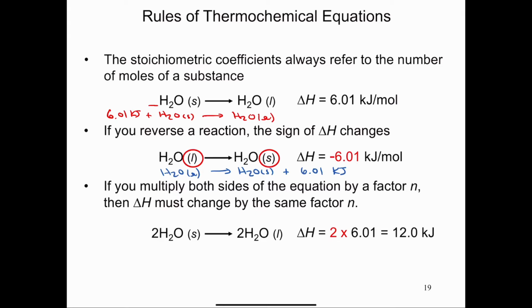So if I take the first reaction on this slide and I multiply the whole thing by 2, so both of my stoichiometric coefficients become 2 instead of 1, I have to multiply my delta H by 2 as well. So when I reverse a reaction, the sign of delta H is going to change. And if I multiply both sides of the equation by a factor of n, I have to multiply my delta H by the same factor.